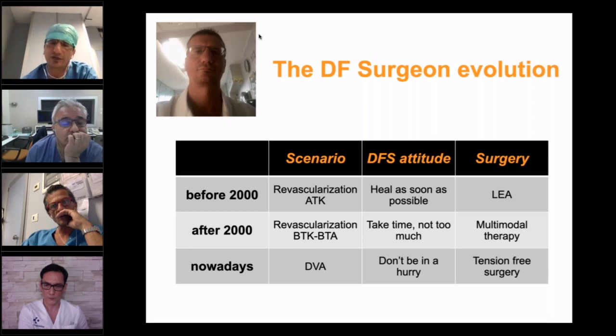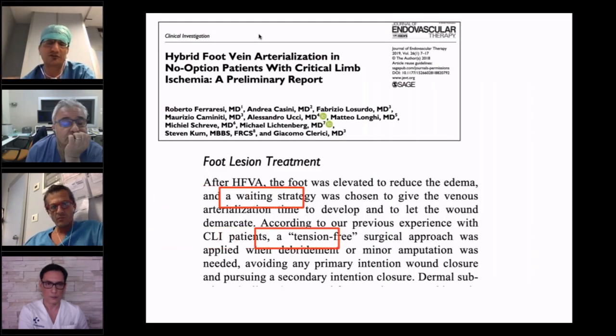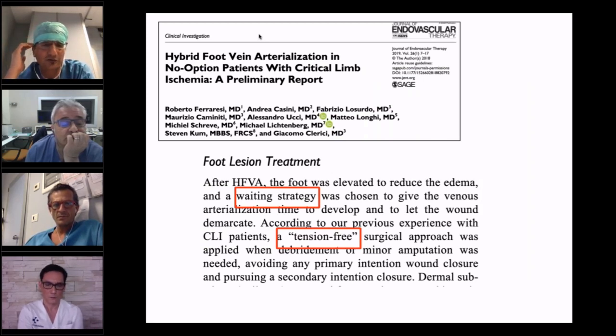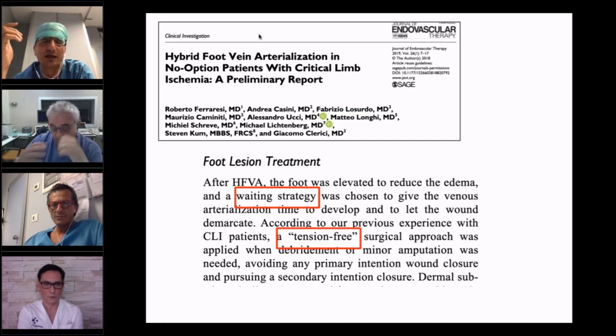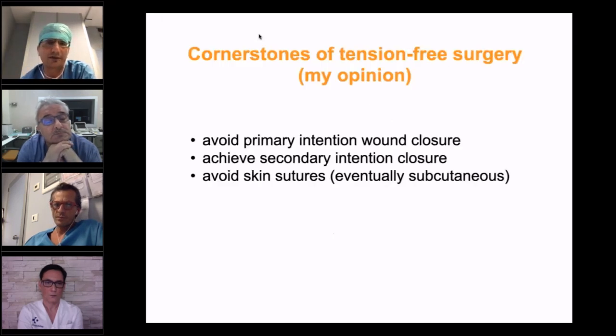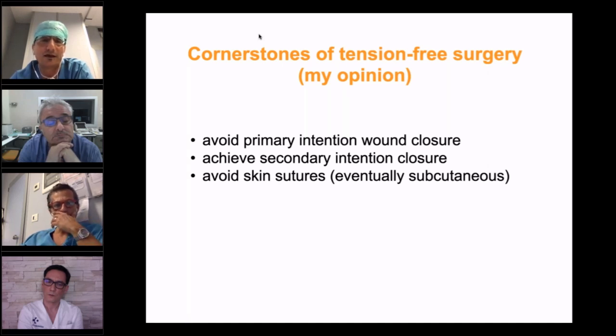And now we are talking about tension-free surgery, and tension-free surgery is something that has been introduced in the limb salvage field by Roberto Ferraresi in this paper that talked about this waiting strategy that a diabetic foot surgeon should choose to give the venous arterialization time to develop and to let the wound demarcate. And so now it's too early, in my opinion, to draw conclusions and to give statements about this tension-free surgery, but we are becoming more and more confident with this technique.